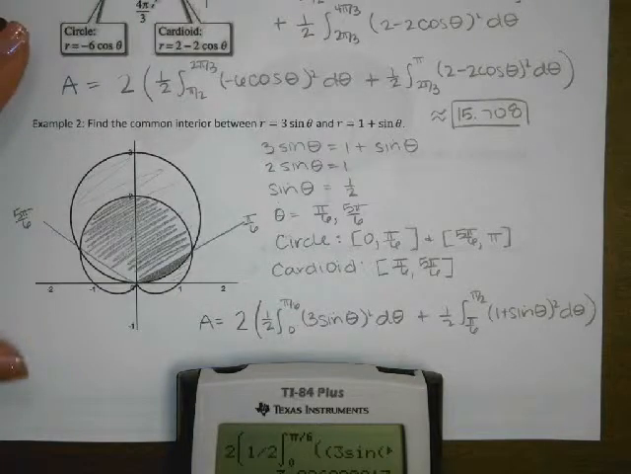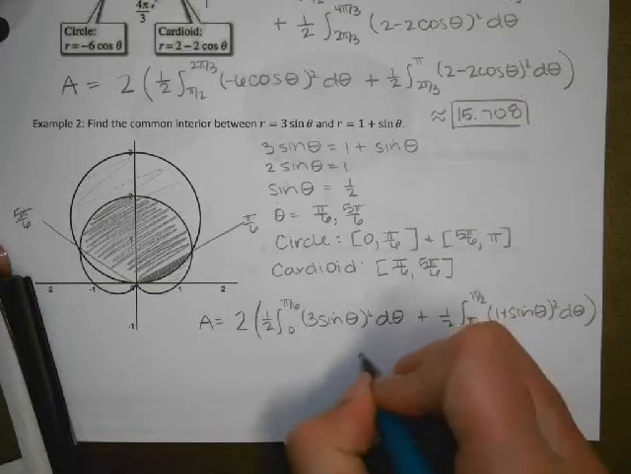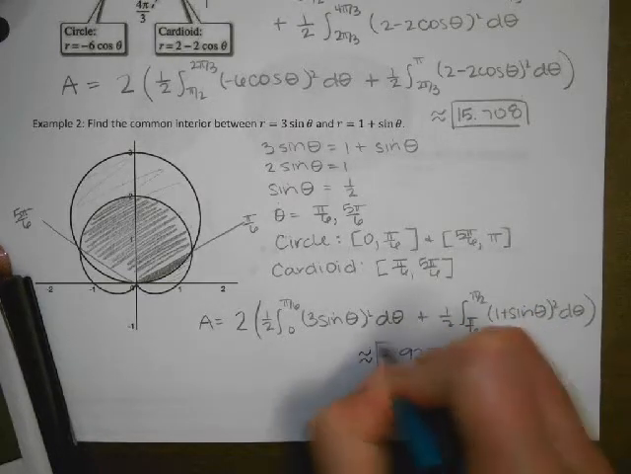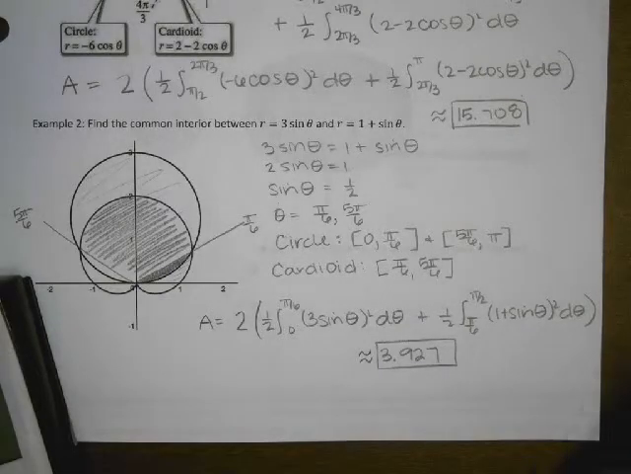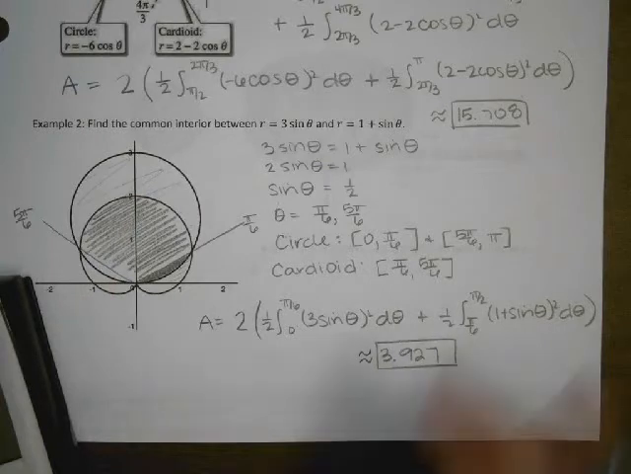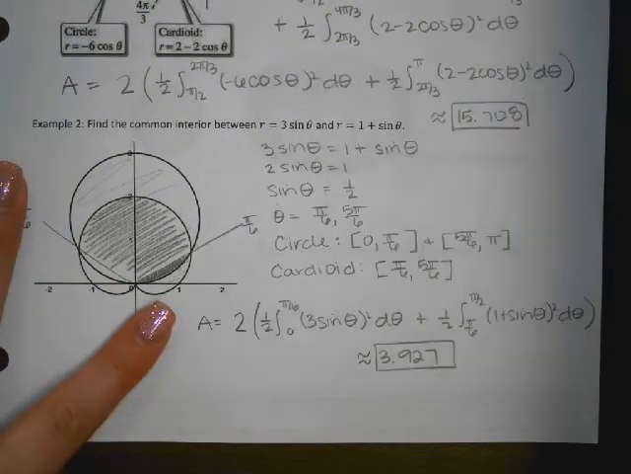I got the right answer that time. Woohoo! 3.927. So regardless of how you wrote it, if you found half the picture and doubled it, or if you looked at all of the three pieces, you should have gotten the same answer.